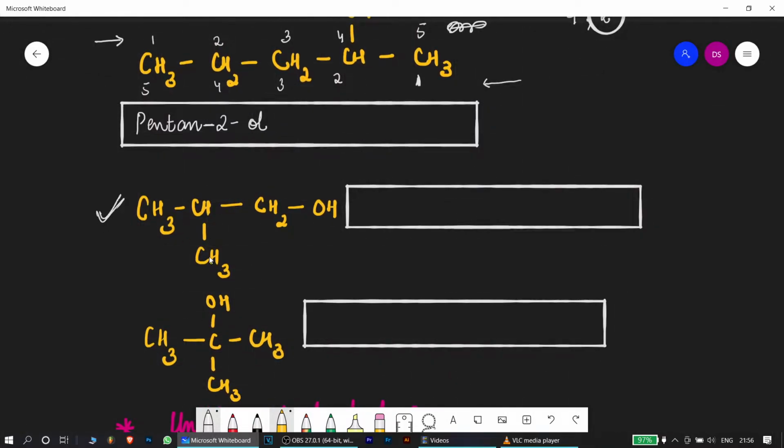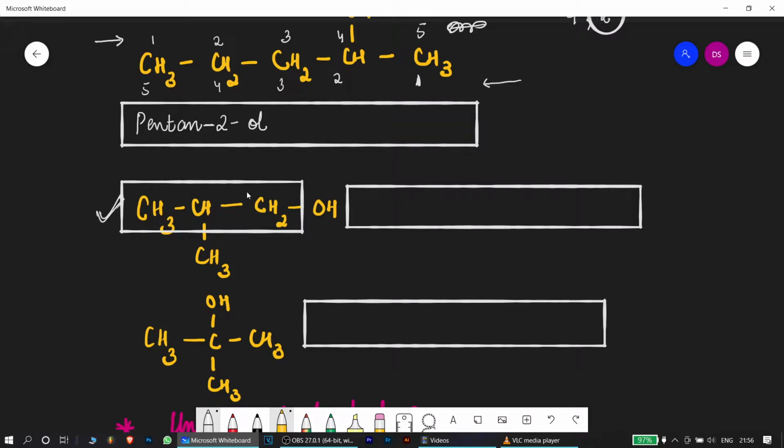In this example, let us just try and answer this. So first you have to identify the longest chain, which is going to be this, of course, because this contains the OH group. Also, one thing you have to keep in mind is that you should not leave the functional group out of the chain, okay?